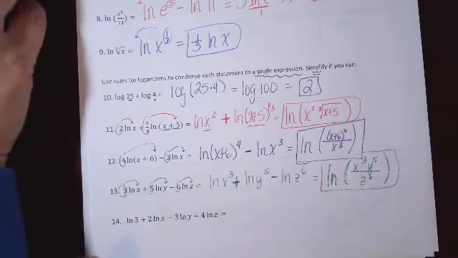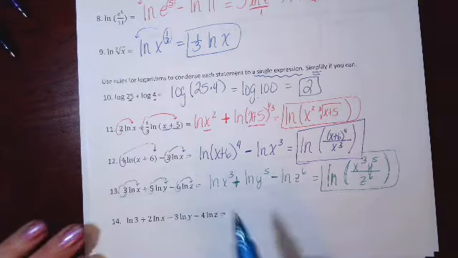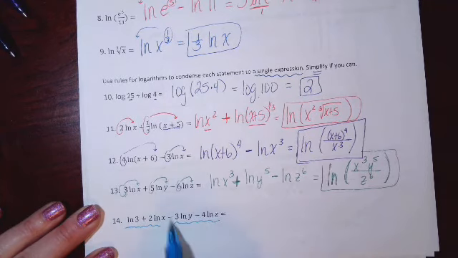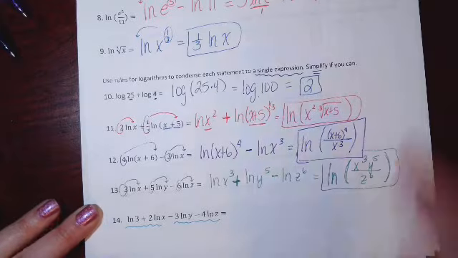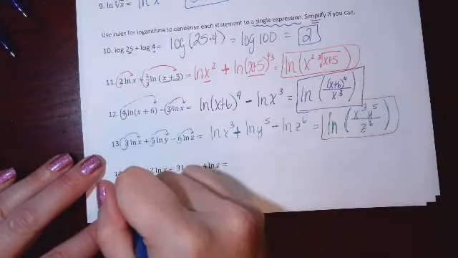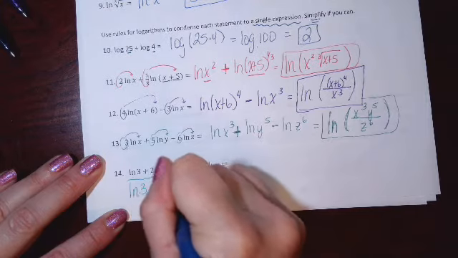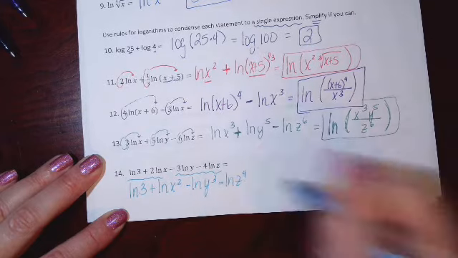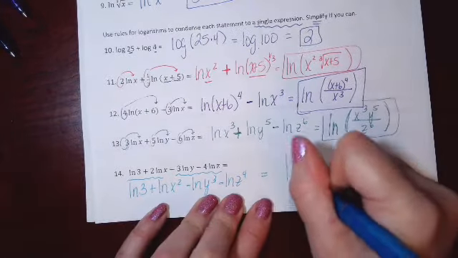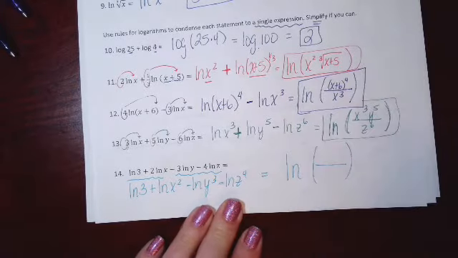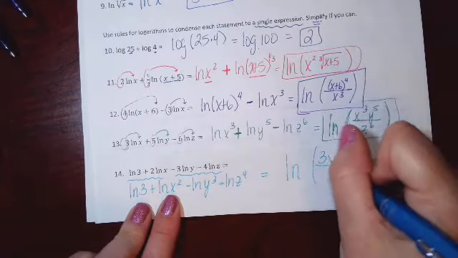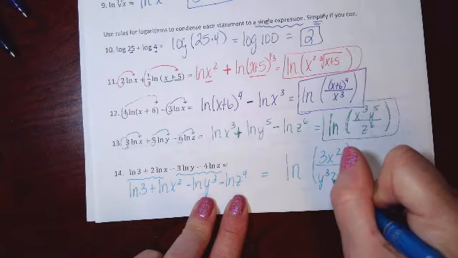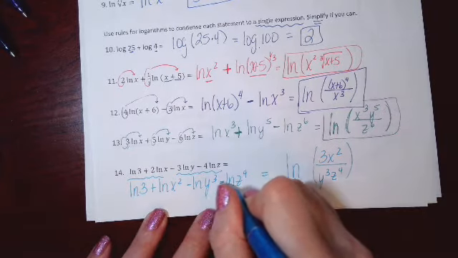Final one, we've got 4 log statements. The first two are being added, the next two are being subtracted, so this is going to be numerator, denominator. I want to take care of powers first. Anything that has a power. And then I want to set it up as my single natural log with an argument. The numerator is going to be 3x squared because those are added together. The denominator is going to be y cubed z to the 4th because those are being subtracted out.